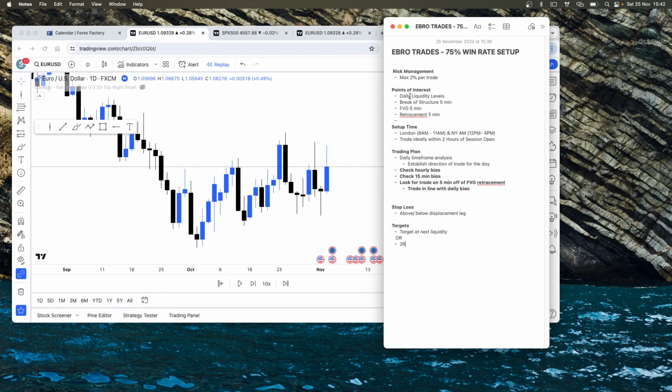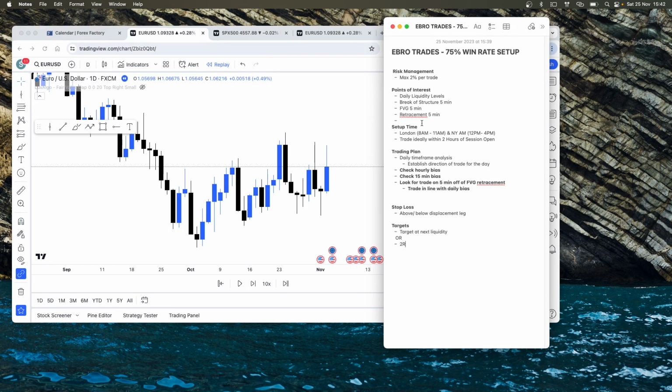But points of interest are daily liquidity levels. So on the daily time frame, we'll be finding liquidity levels of interest. We'll be looking at breaks of structure on the 5 minute. So this essentially means a change in bias from bullish to bearish or vice versa. We'll be looking at fair value gaps on the 5 minute, and then retracements into fair value gaps on the 5 minute.